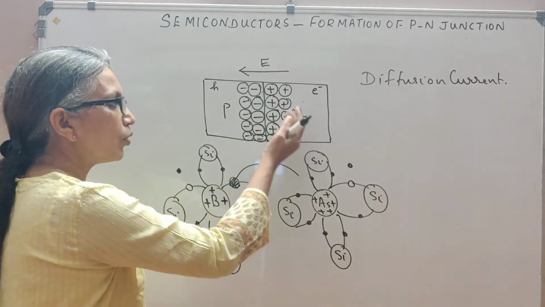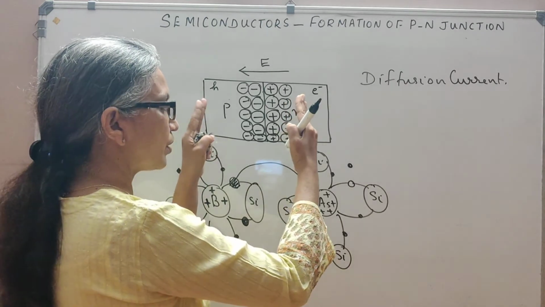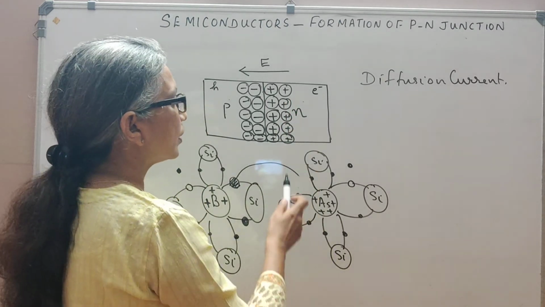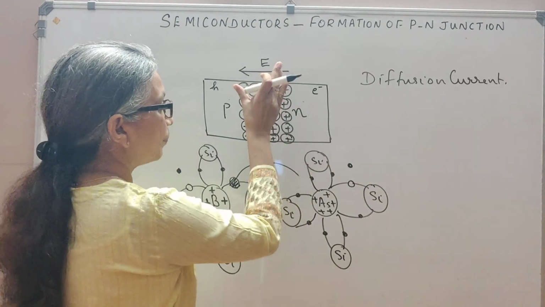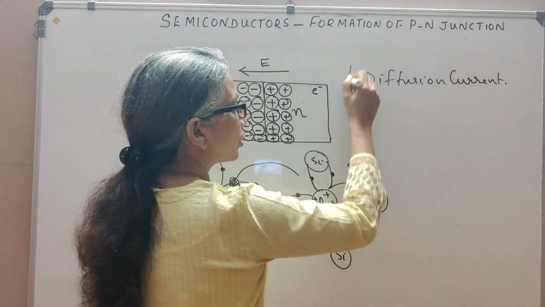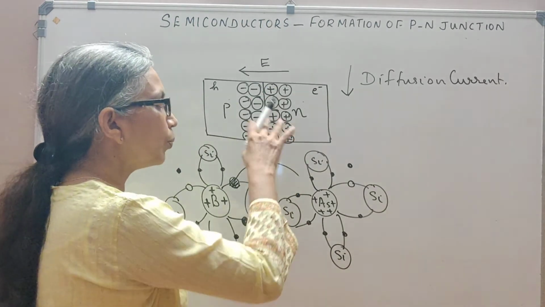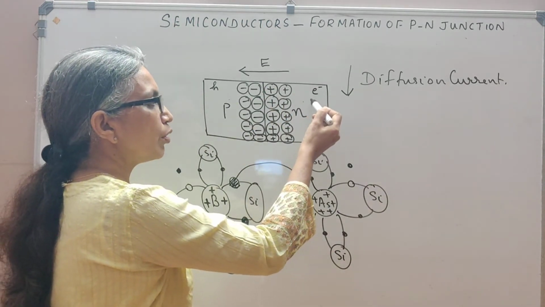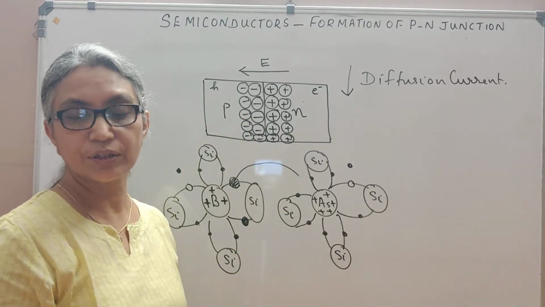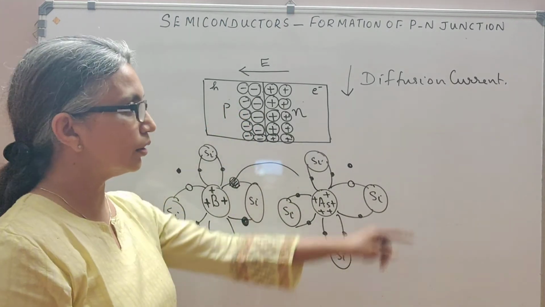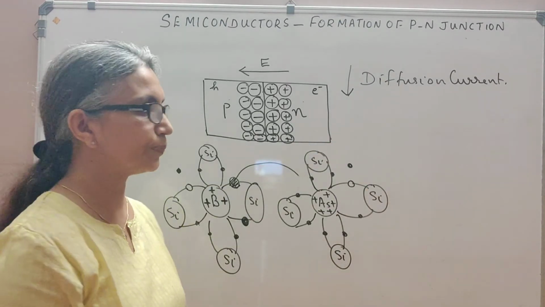As more and more electrons cross over and the depletion region becomes wider, the electric field becomes stronger. As it happens, you will see that the diffusion current starts to decrease, because this electric field opposes the further movement of electrons from the N side to the P side, or the movement of majority carriers. The diffusion current is a current due to the movement of majority carriers.